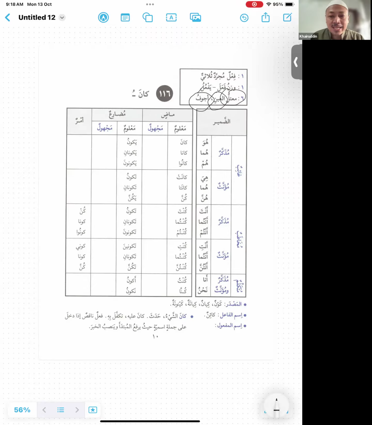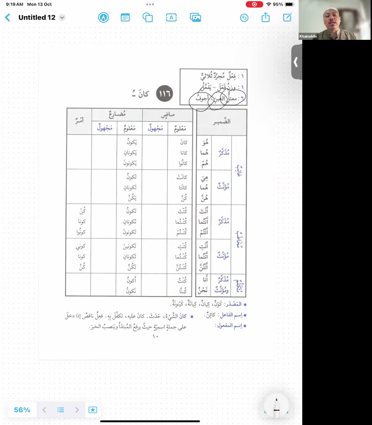Mu'tal literally means an illness or an ailment. So this fa'al that we are looking at here has an ailment, sakit. Sakit kat mana? Sakit kat tengah. Mu'tal ain, because we only say kana, and it seems like there's no ainul fa'al. But remember what I spoke about last week. I said that actually there is an ainul fa'al.